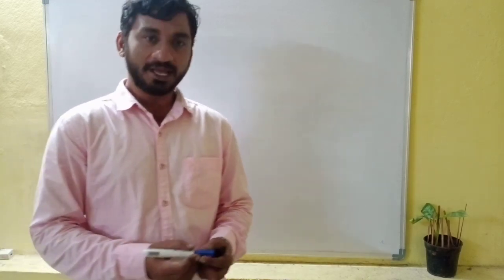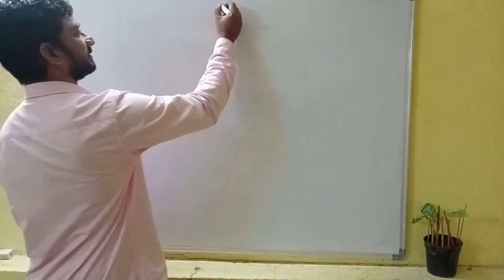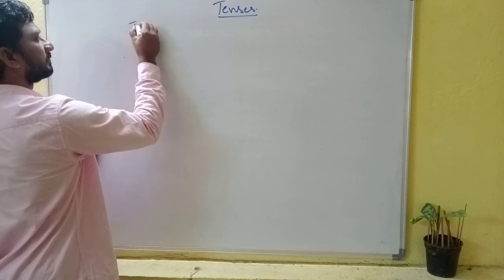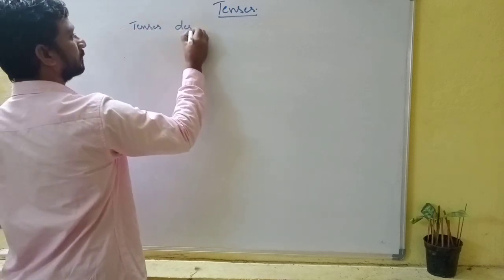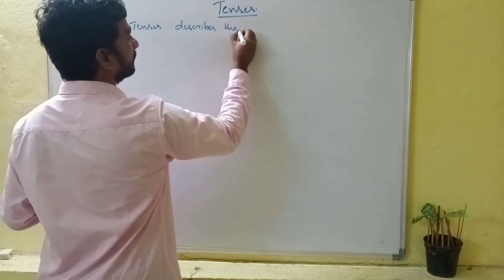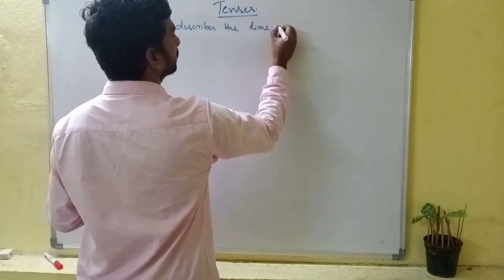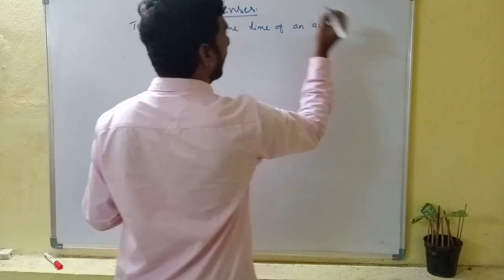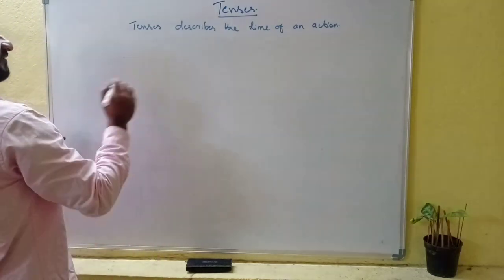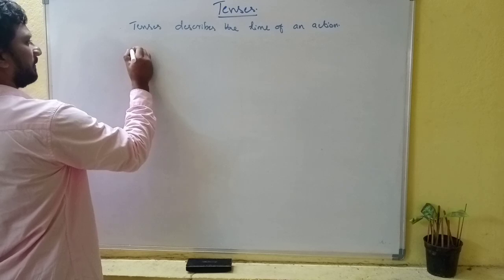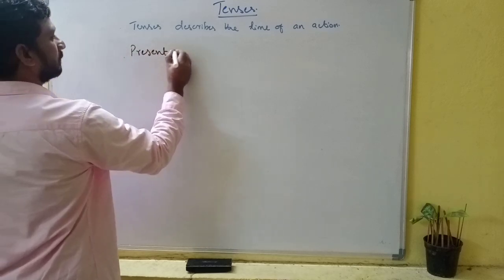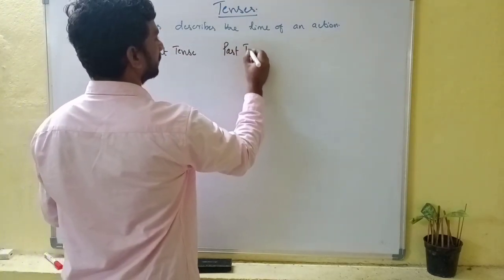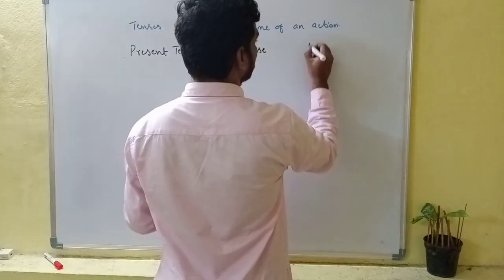Today in this video I am going to make a table of tenses. Tenses describe the time of an action. And this time of an action can be divided into three types. One is present tense, second one is past tense, and third one is future tense.